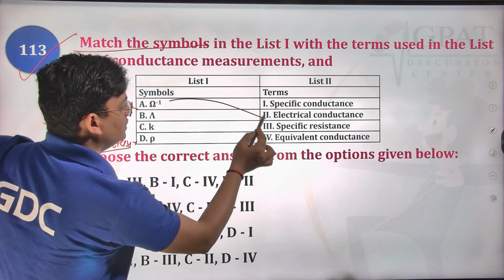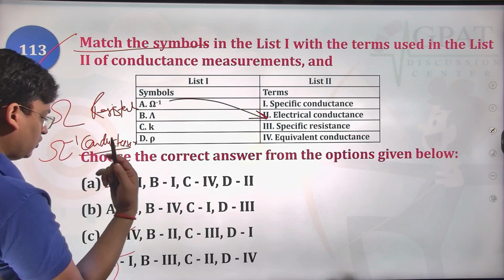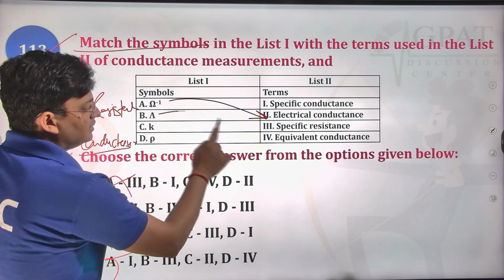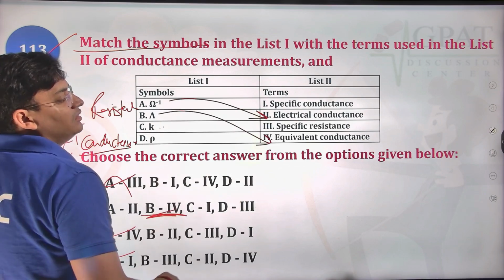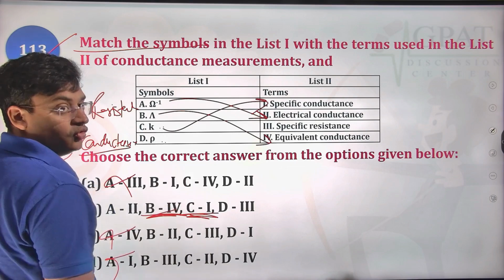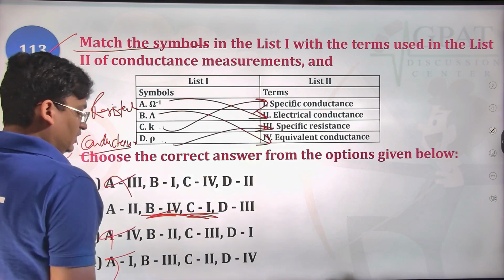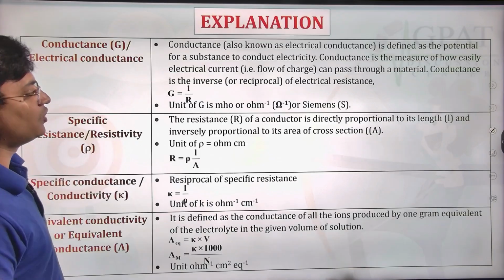Here we have A, which will have the second option, so all the others are wrong. Then this will be equivalent conductance. B has the fourth. This kappa is the specific conductance. C has the first. This is rho, that is specific resistance, that is resistivity. This is conductivity. So yes, B is the right answer. B will be the right matching for all the given options.